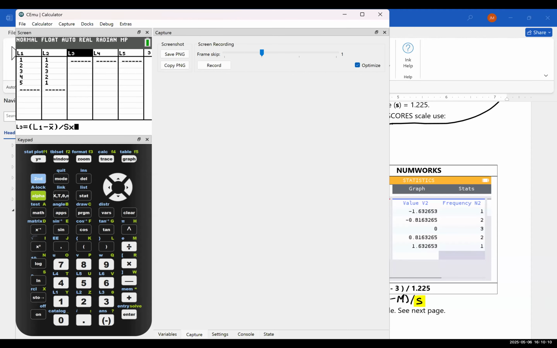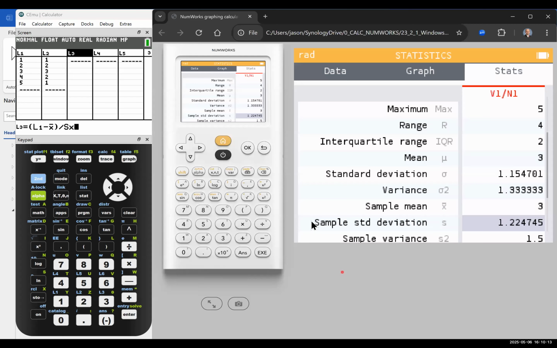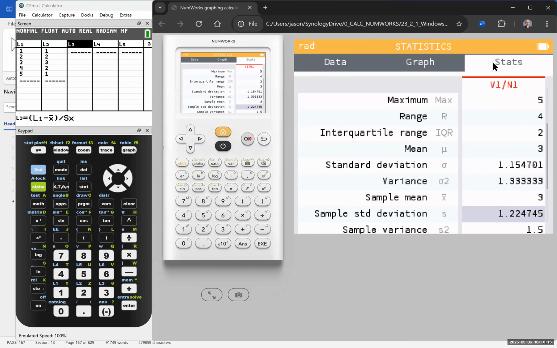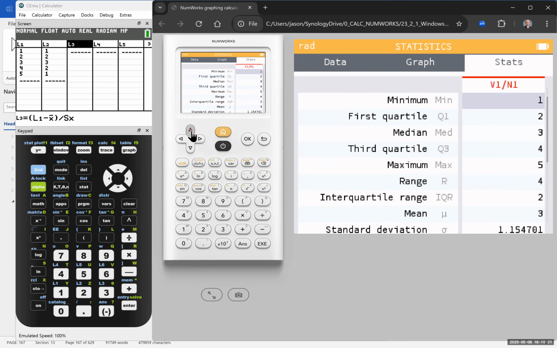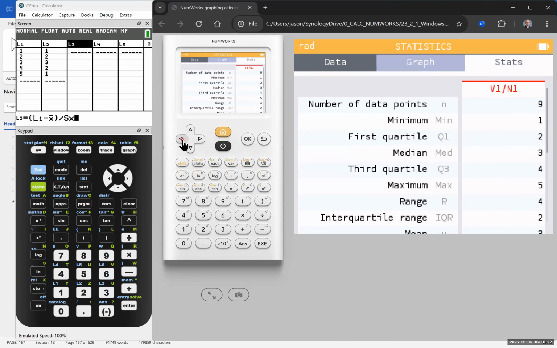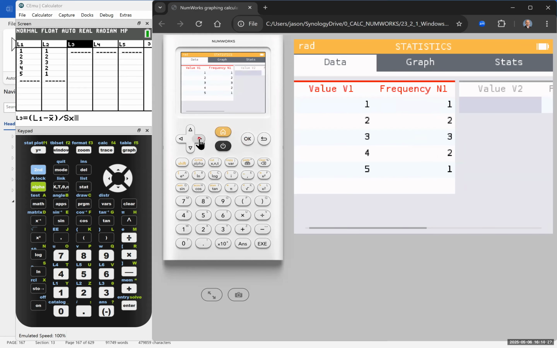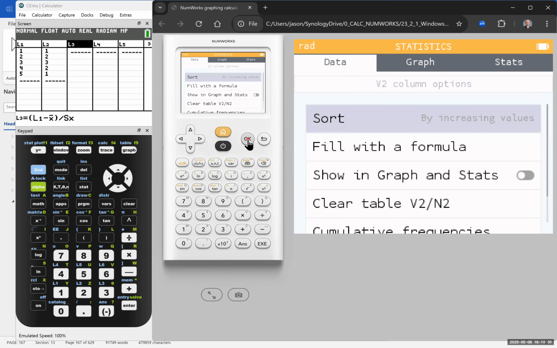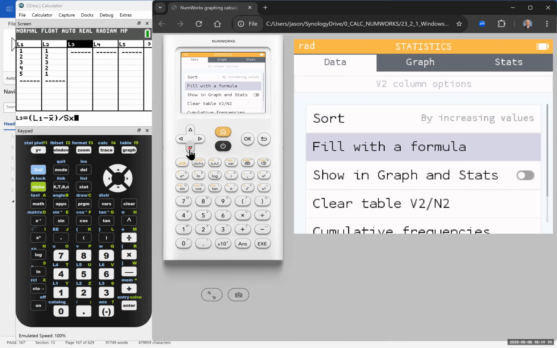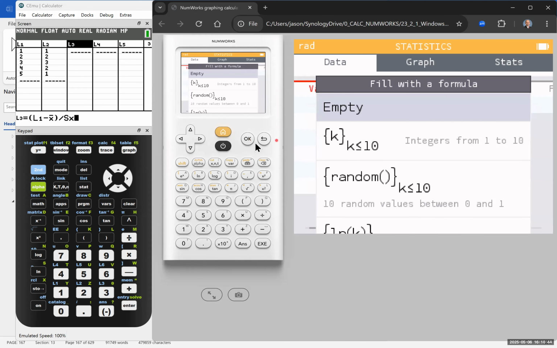All right. So let me do the same thing over here with the NumWorks calculator. So I need to get out of this stats tab. So I'm going to scroll all the way up to the top, come over to data. Now I want to come over to V2, and this is going to be my z-scores. So if I hit OK, I can fill that column with a formula. I'll hit OK, and I'll just let it be empty.